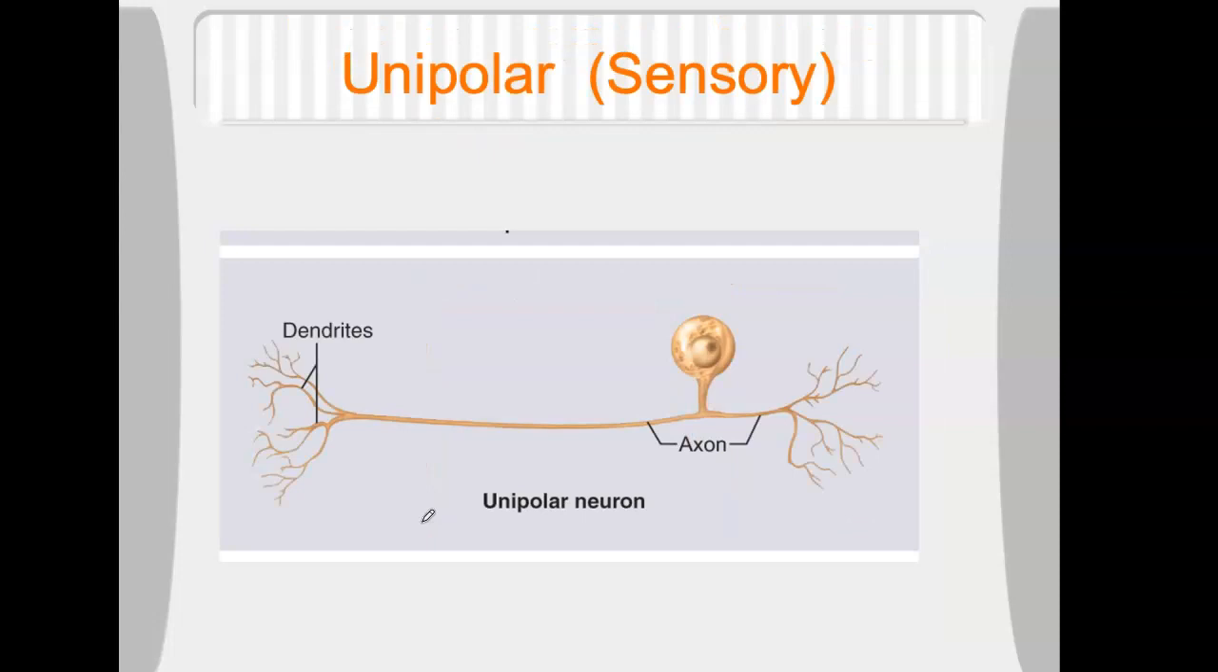The unipolar neuron is sensory. And these are usually also found in some of the special senses. And we have these in the ear.